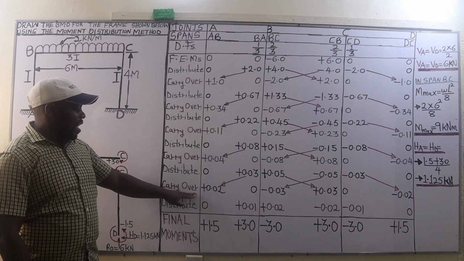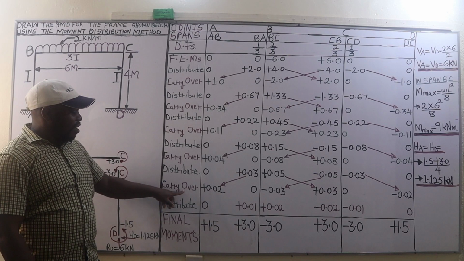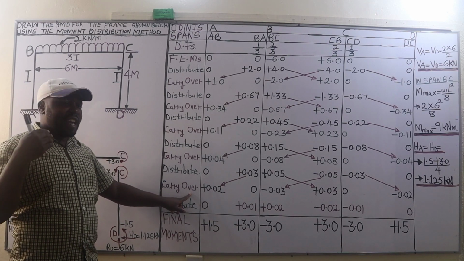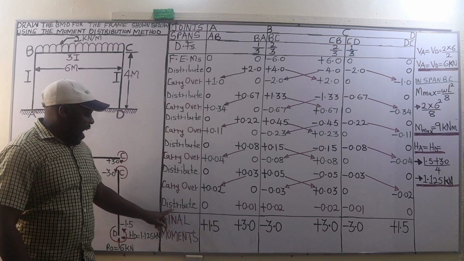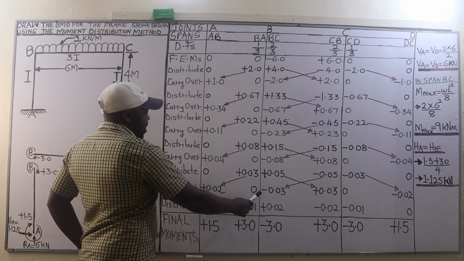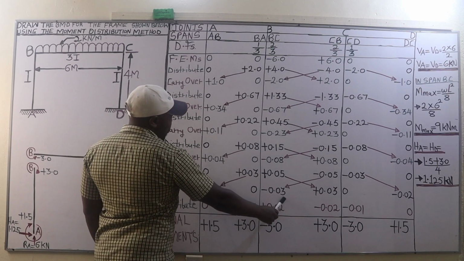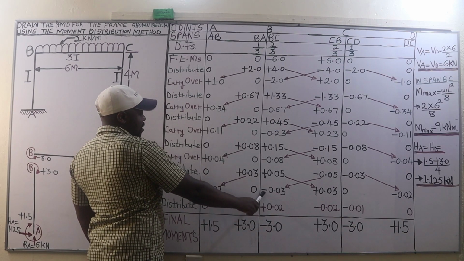Remember, we cannot complete our table at the carry over point. We always complete it at the distribution point. So we distribute. On joint B, we got an excess moment of +0.03. Change the negative sign to positive.